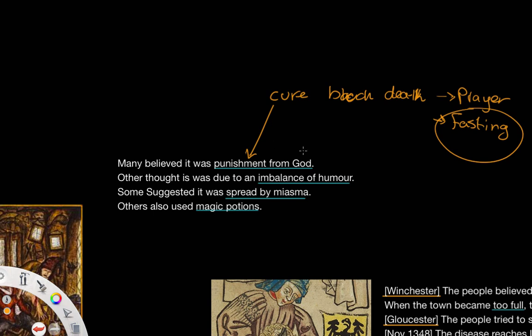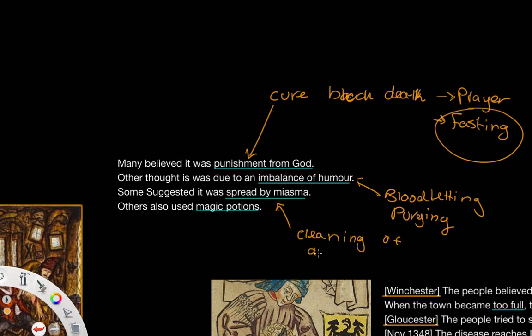Others thought it was an imbalance of humour, so it led to a lot of bloodletting and purging. Others suggested it was spread by miasma, so we have lots of cleaning of air, and then others used quote-unquote magic potions to try and cure it.